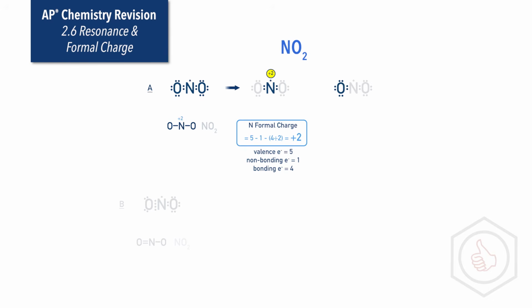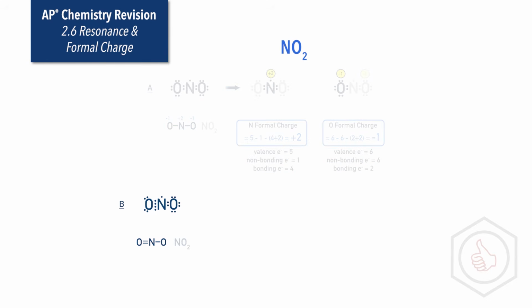The oxygens are both identical here in terms of their electron arrangement, and their formal charge will be 6 minus 2 divided by 2. Because their valency is 6, they have 6 outer electrons to start with, they each have 6 non-bonding electrons, and they each share 2 bonding electrons with the nitrogen, giving a formal charge of minus 1. So in the first structure, we have a positive 2 formal charge on the nitrogen, and we have a negative 1 formal charge on each oxygen.